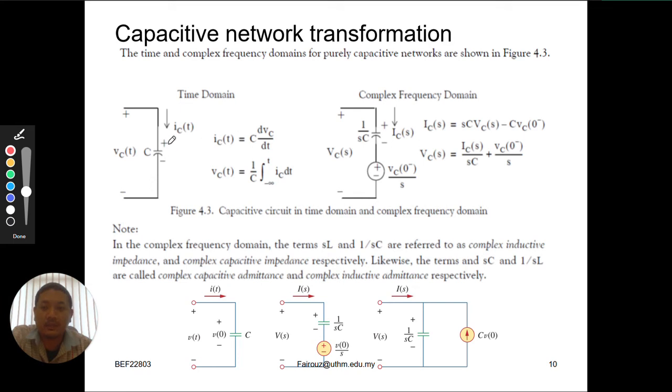So here we can see that the capacitor in frequency domain is 1 over SC. Okay, 1 over SC. So it is different compared to inductor, in which for inductor the value is SL. Okay, L in time domain, but SL in frequency domain. C in time domain, but 1 over SC in frequency domain.